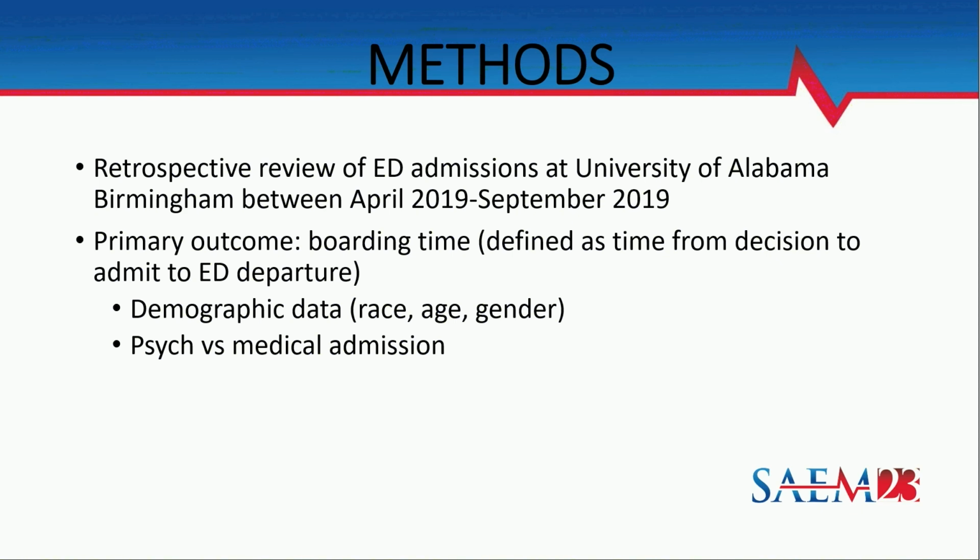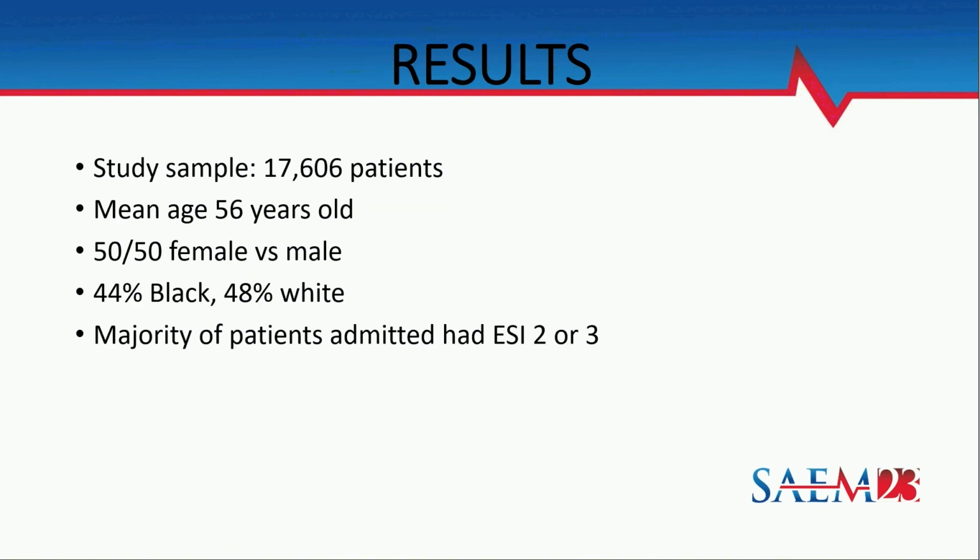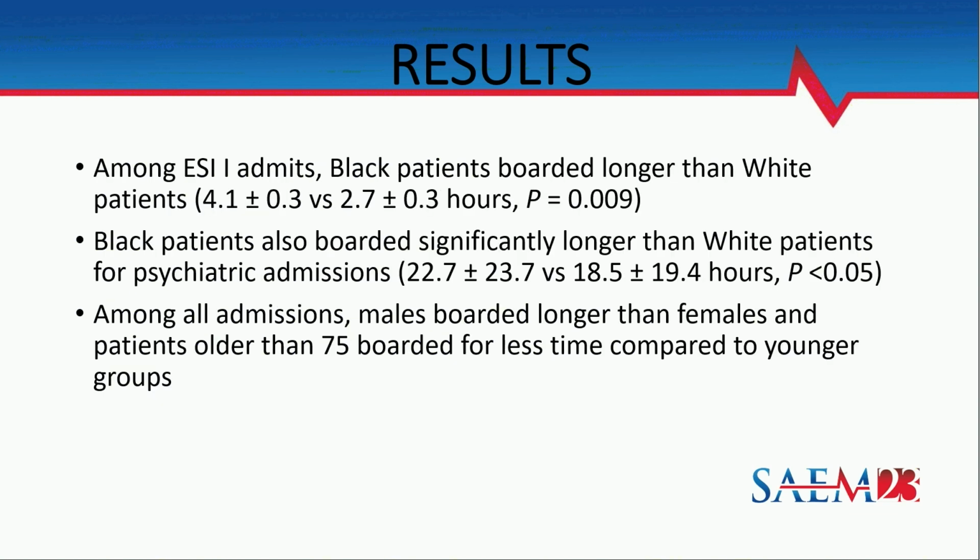And the primary outcome was boarding time. So the time that the provider marks the patient as ready for admission and the time that they actually leave the department. And they looked at this demographic data and also the visit type. Was it a medical admission or was it a psych admission? The study sample was about 17,600 patients. The mean age was about 56 years old, about 50-50 male and female, 44% Black, 48% white, and the majority of patients were ESI 2 or 3.